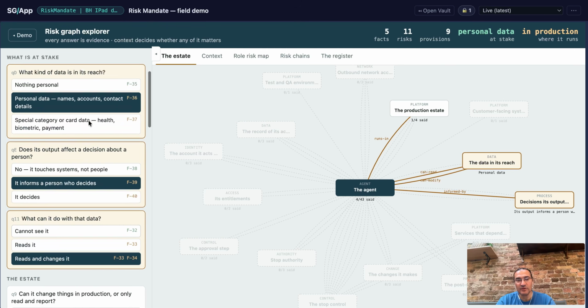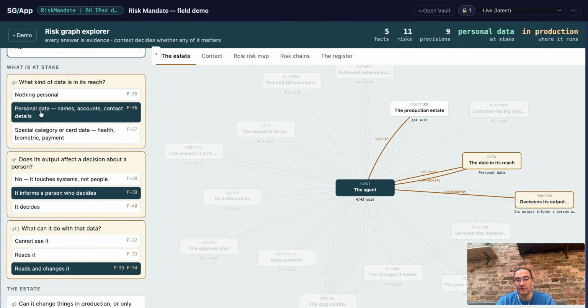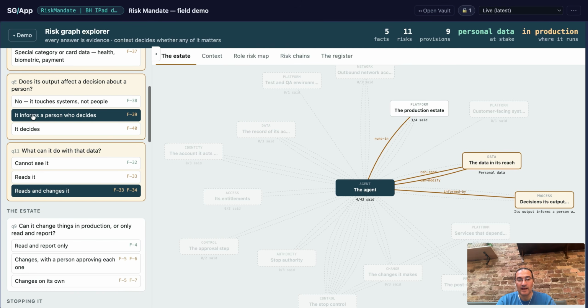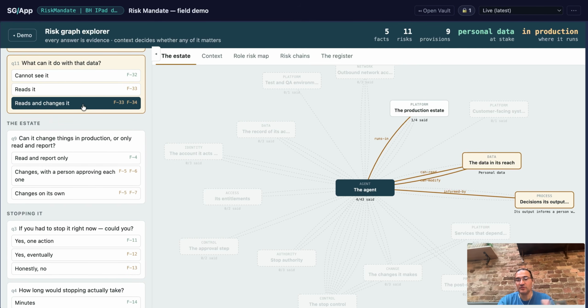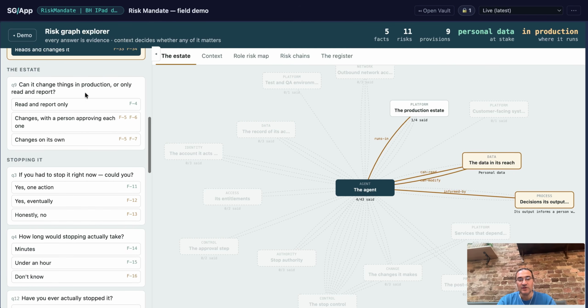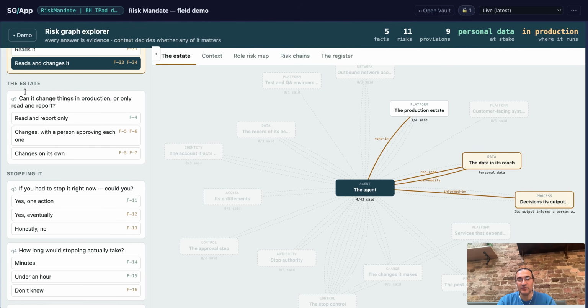So this is a typical example of a production system, right, that touches personal data, accounts, contact details, that informs the decision, and it reads and changes it. So it's a typical agent, right? And now you go, right? So now you talk about the information of this. Can the agent change things, right? Can you read and report? Can it change on its own?